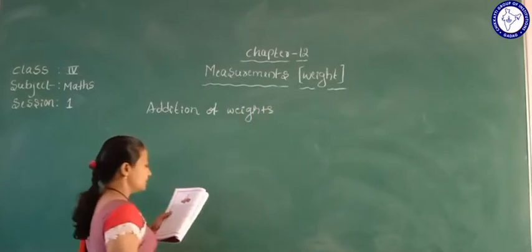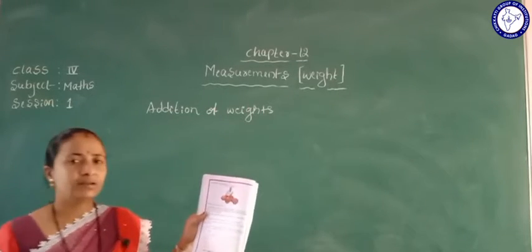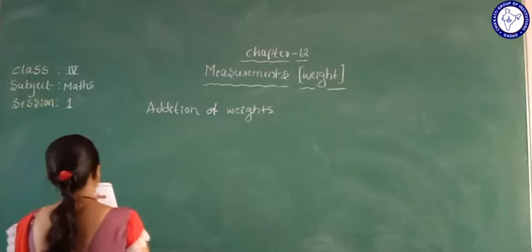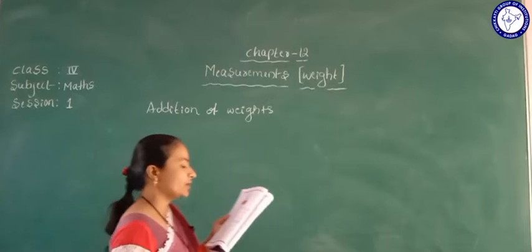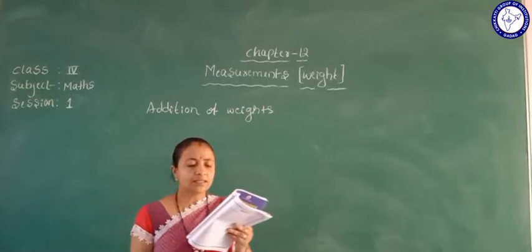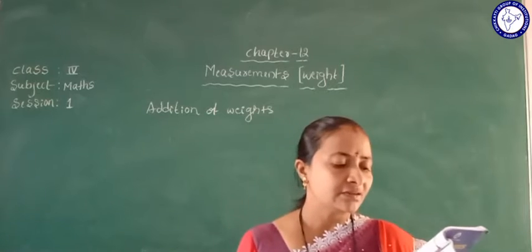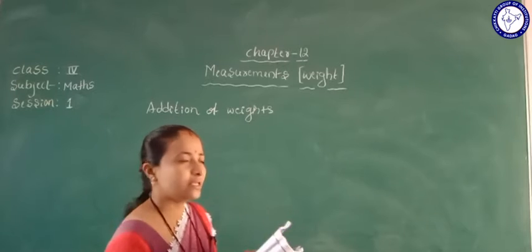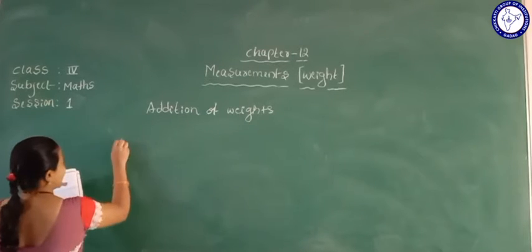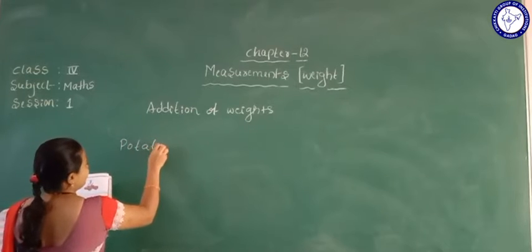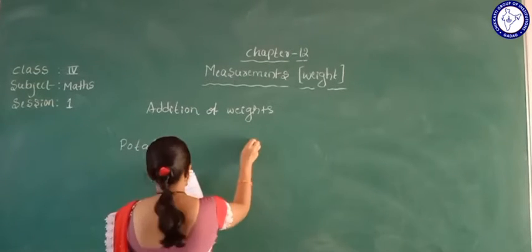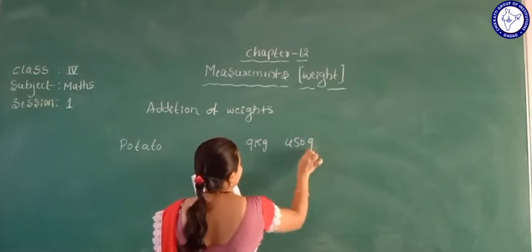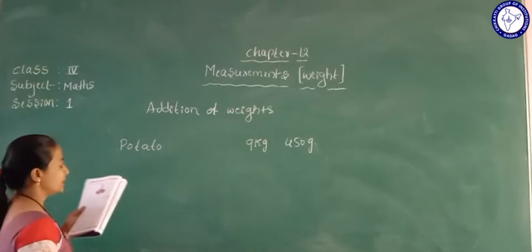See here, they have given a vegetable vendor who is selling vegetables. The vegetable seller has a total of 9 kg 450 gram of potato, 10 kg 300 gram of onion and 12 kg 200 gram of carrot. What is the total weight of vegetables he has? We'll do first potato. How many kgs and grams are there here? Potato 9 kg 450 gram. Next, that is onion.